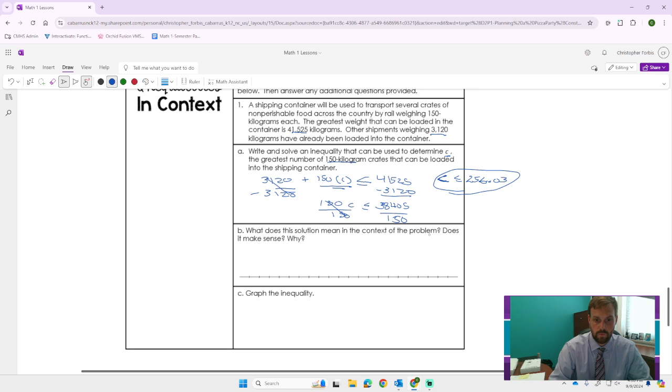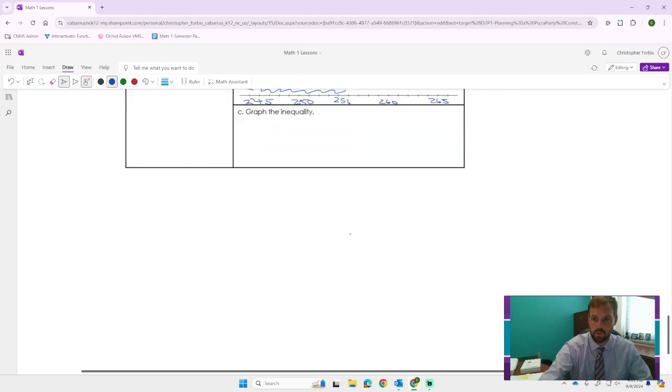Now, how do you graph it? Well, I'm just going to pick some numbers here. Here's 256. I'll put it in the middle. Maybe I can go up to like 260, up to like 265. I can go the other way, 250, 245, something like that. And I know right here at 256.03, which is basically right here on 256, it's going to be a closed circle because it's or equal to. And I know that C can be any value less than that. Okay? There you go. That's it.